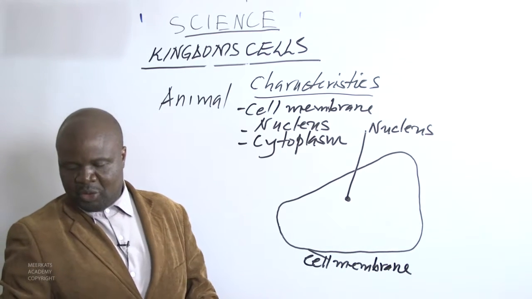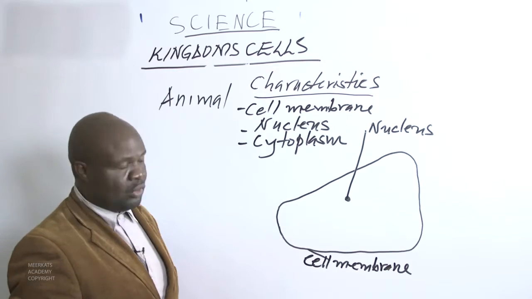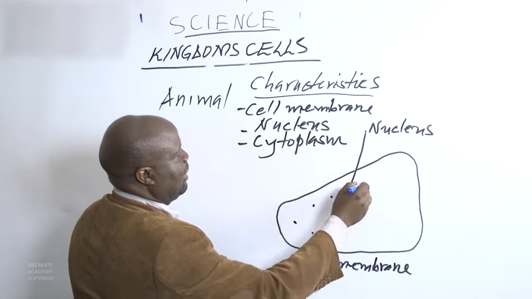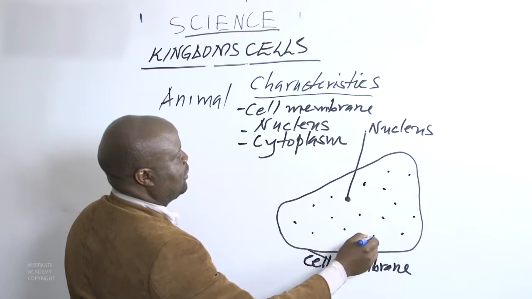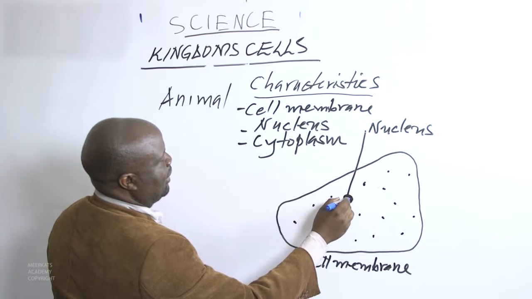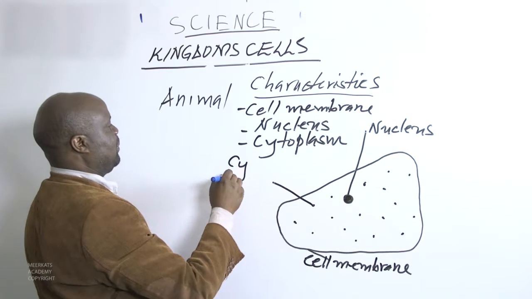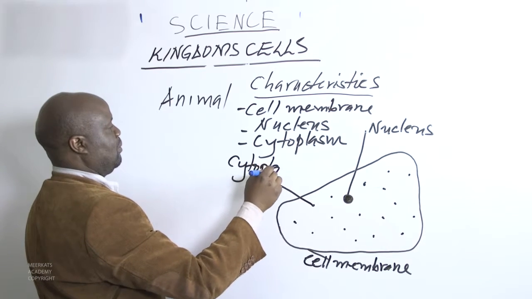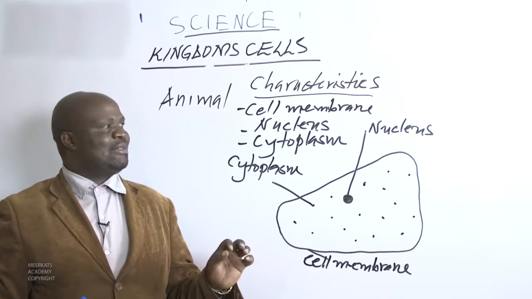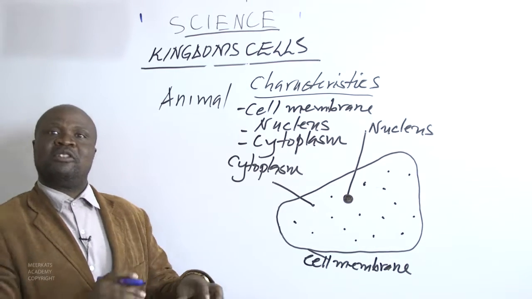And then when you look closely, the cytoplasm is the small dots that are being seen. We can make the nucleus a bit larger than the cytoplasm. So this is an example of an animal cell.